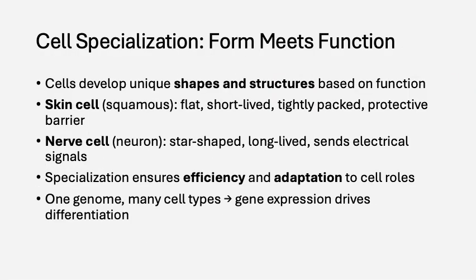Although all cells contain the same DNA, they do not all look or behave the same. Cell specialization allows structures to match function. For example, flat, tightly packed skin cells form a protective barrier, while neurons develop long extensions that allow them to transmit electrical signals across long distances. These differences arise from gene expression, where certain genes are turned on or off depending on the cell's role. This specialization increases efficiency and allows tissues and organs to perform highly specialized tasks essential for survival.